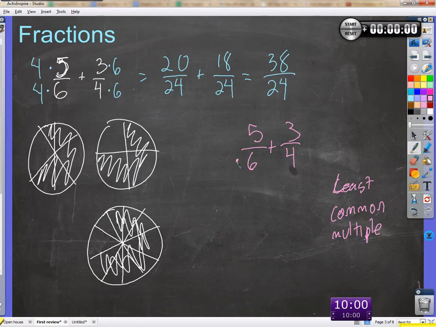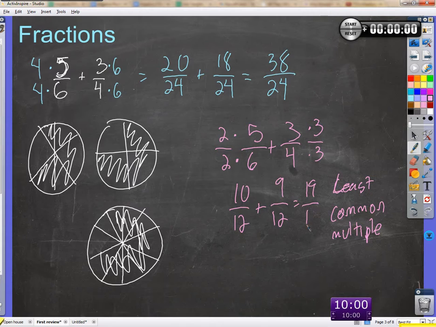So we can multiply this by 2. Multiply this by 2. Right? Means it would be the equivalent in this analogy of cutting each of these pieces into 2 pieces. And multiply this by 3. And so we would get 10 twelfths plus 9 twelfths, and we get 19 twelfths.